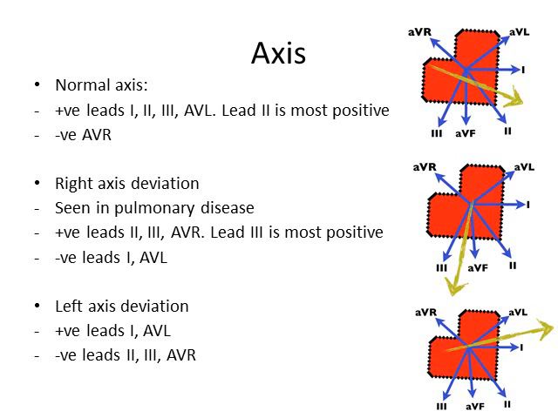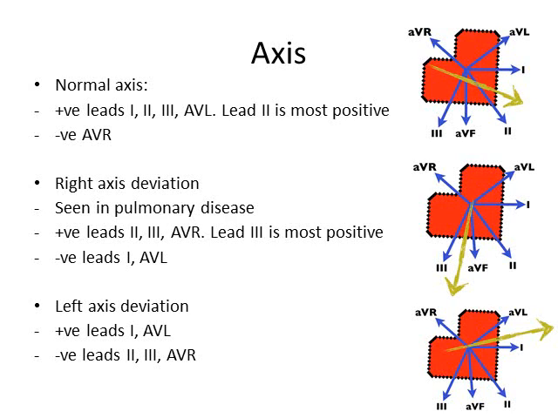So kind of this way. And you can see that in pulmonary disease. So as a result, you get positive leads 3, AVF, 2, and you might get the other ones as negative. So for instance, AVL, AVR. Well, AVR will become more positive, if you see, because it's gone from there to around there.